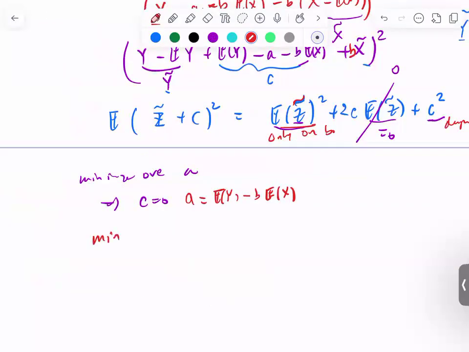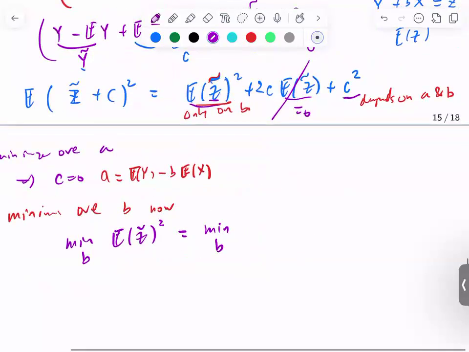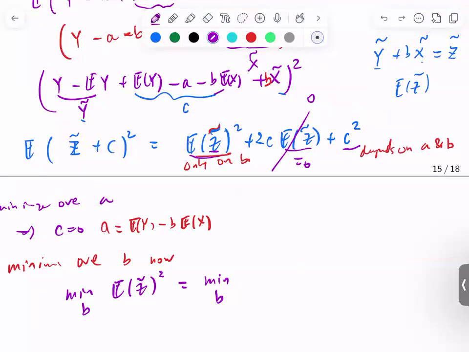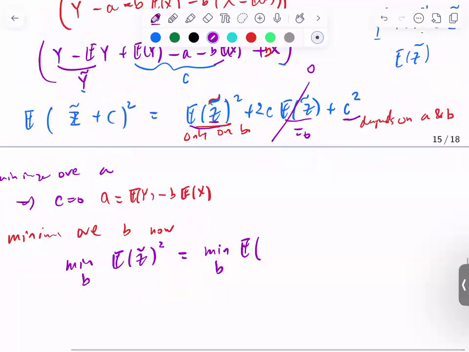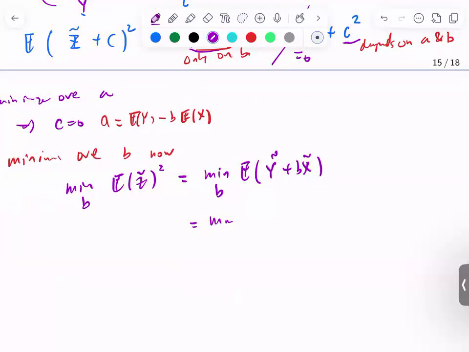So we're minimizing now, so minimize over B now. This is equivalent to minimizing this part, over B. If you recall what this was, the definition is here, it would be equal to minimize expectation of Y tilde plus BX tilde squared. Right, so now you expand. So you get expectation of Y tilde squared plus 2B expectation of X tilde Y tilde plus B squared expectation of X tilde squared. Okay, minimize over B.